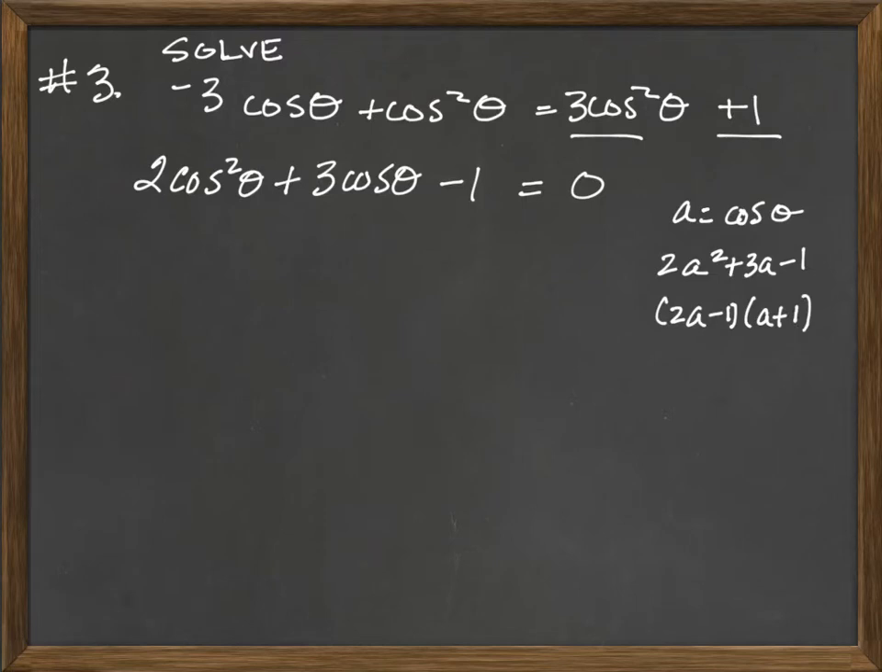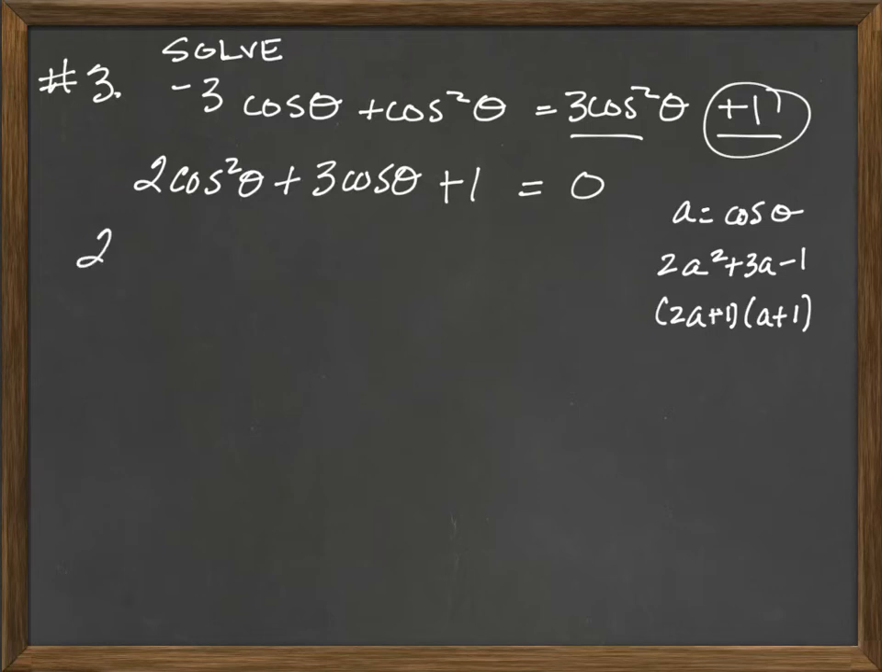Nope, wait, let's see. Doing it, that would be 2a squared plus 2a. How do I get a 3a? Let's see. Plus 1, because I can't read. This was on this side, so it would be plus 1. So 2a plus 1, a plus 1.